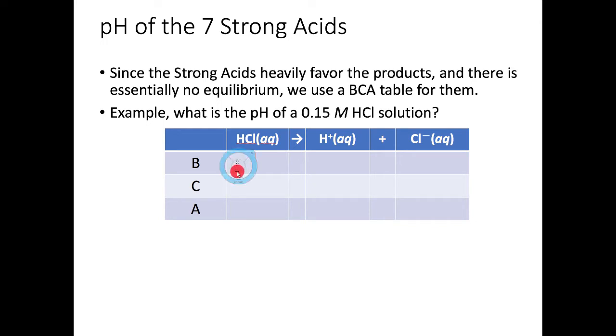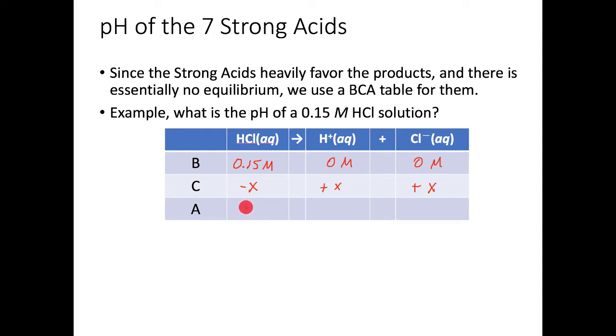Initially, I am going to start with 0.15 molar HCl. I start off with 0 of the hydrogen ion and 0 of the chloride ion because the reaction hasn't happened. It hasn't dissociated yet because we're at the beginning. As it dissociates, this is going to go down, this is going to go up, and this is going to go up. So this follows the same pattern that we did for stoichiometry.